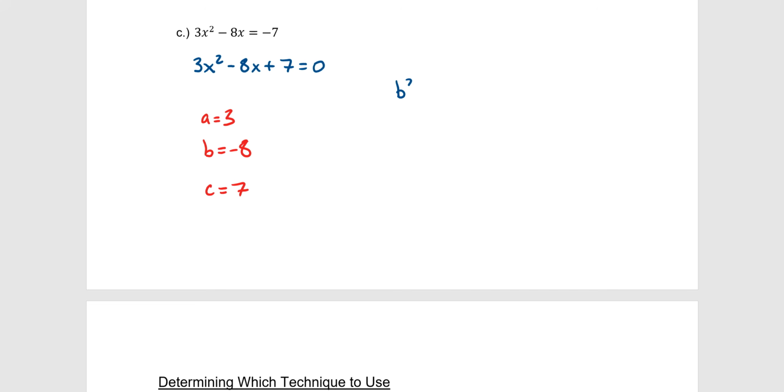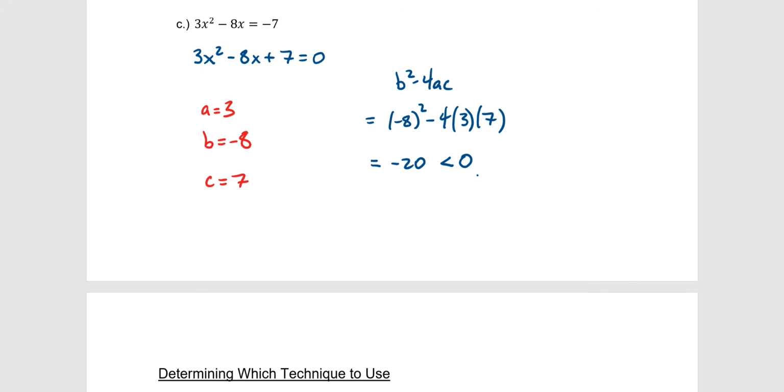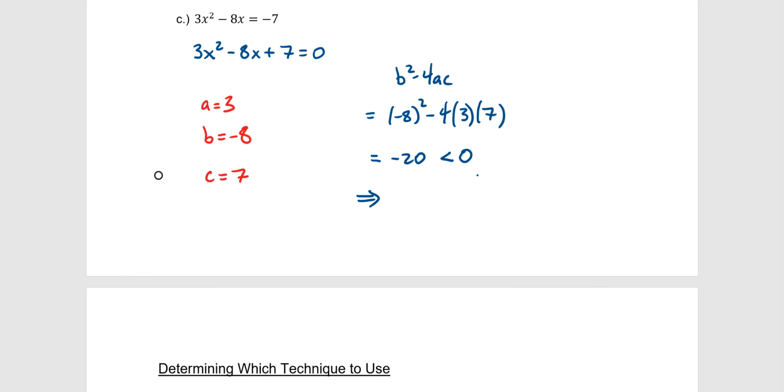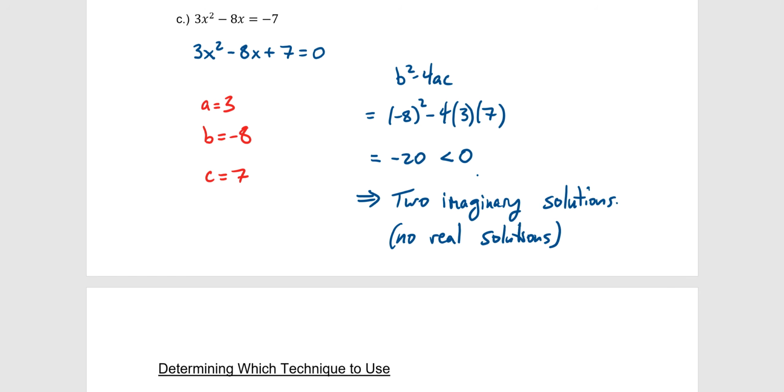Calculating the discriminant, b squared minus 4ac is going to be -8 squared minus 4 times 3 times 7, which would give us -20, which is obviously negative. So when we get a negative discriminant, this would give us the square root of a negative number, which means we would get 2 imaginary solutions. So this would be no real solutions. Okay, so we would have an i in our answer for that last one.